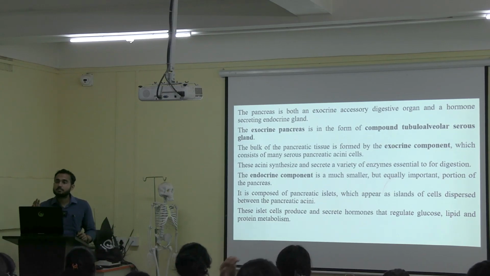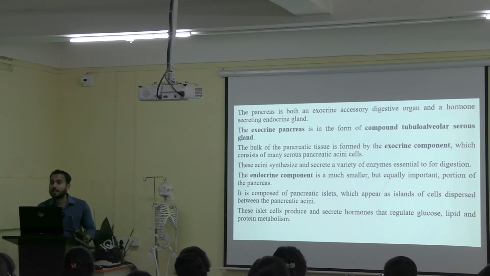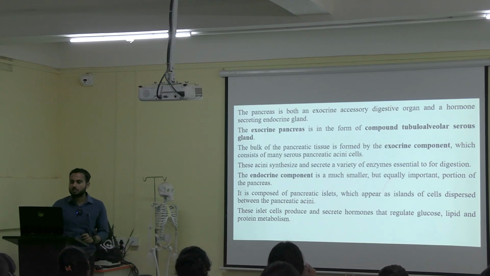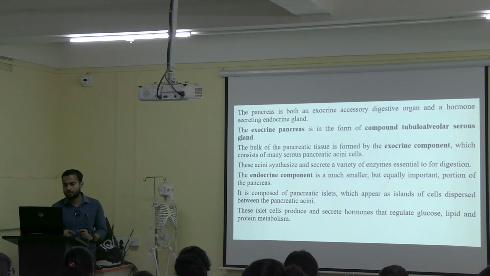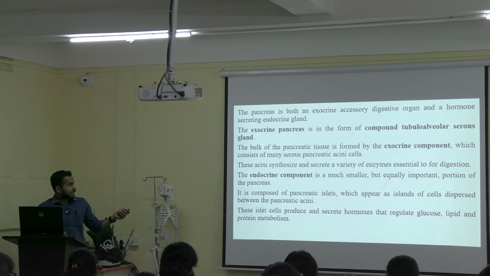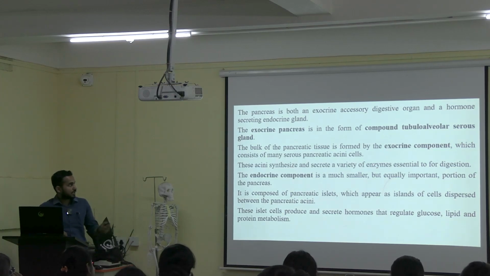Approximately 98% of the pancreas is made up of the exocrine part. Just imagine, 98%, and only 2% is made up of the endocrine part. That's why the bulk is made up of the exocrine part. That means mostly you will see these compound tubulo-alveolar glands. Now the acini are present, which synthesize and secrete a variety of enzymes essential for digestion.